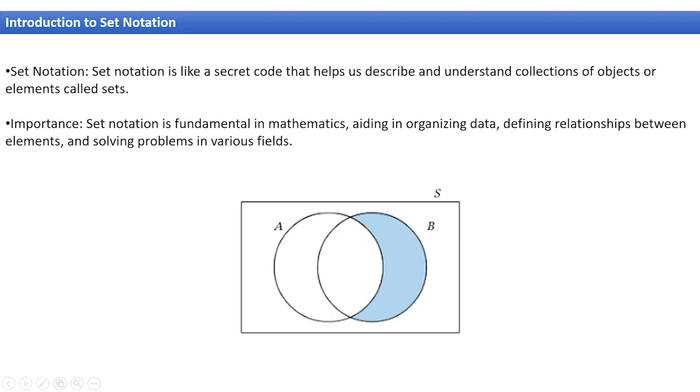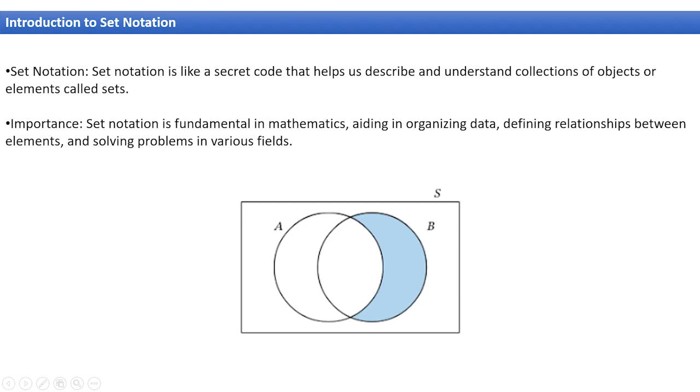So let's get started. First things first, what exactly is notation? Well, think of it as a secret code that helps us describe and understand collections of objects or elements called sets. These sets are fundamental in mathematics, aiding us in organizing data, defining relationships between elements and solving problems across various fields. Now, let's dive into the basics.